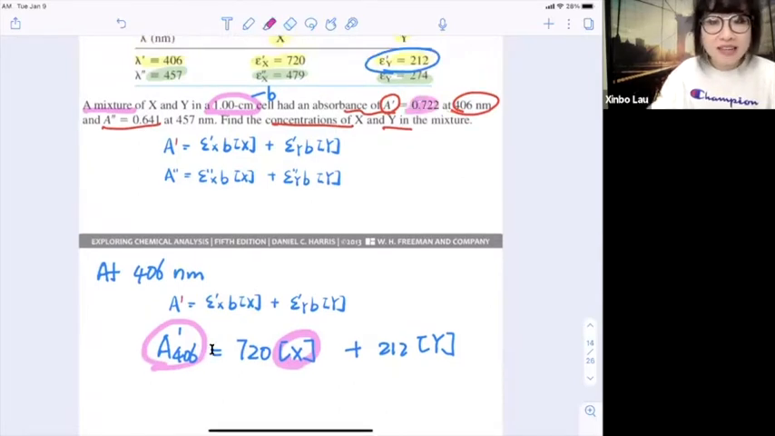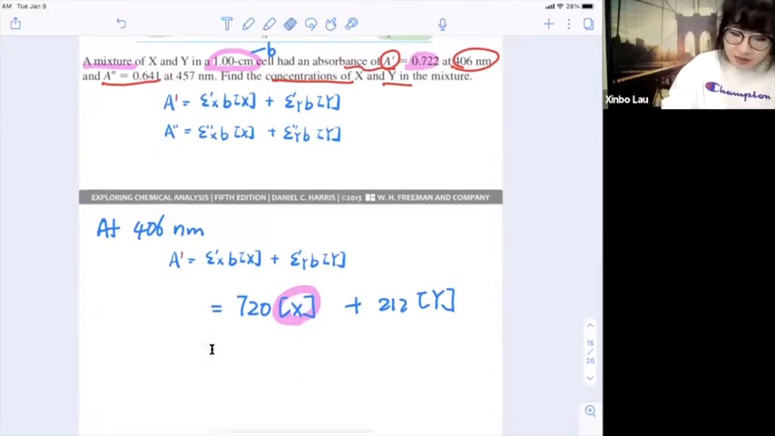0.722. Right? So that's from the question. Okay, so now I'm gonna swap it out. So this will be 0.722. Okay, so then that's for that information.